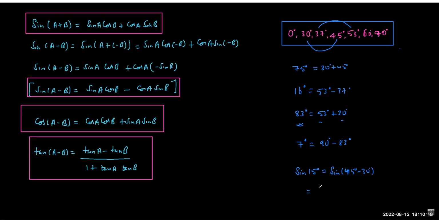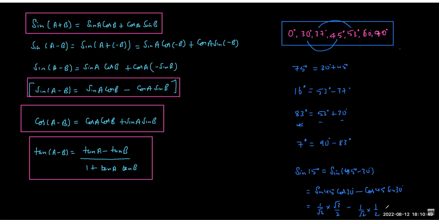So the answer will be how much? Sine of a cos of b minus cos of a sine of b. And how much does this turn out to be? Sine of 45 is how much, guys? Tell me. 1 by root 2. And cos of 30? Root 3 by 2. Very good. 1 by root 2. And sine 30 is 1 by 2.